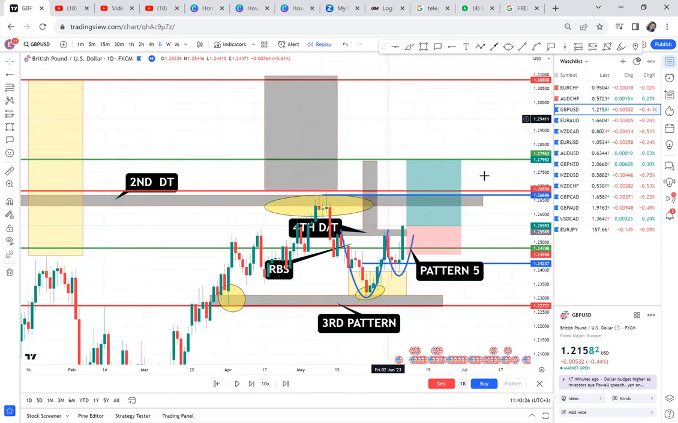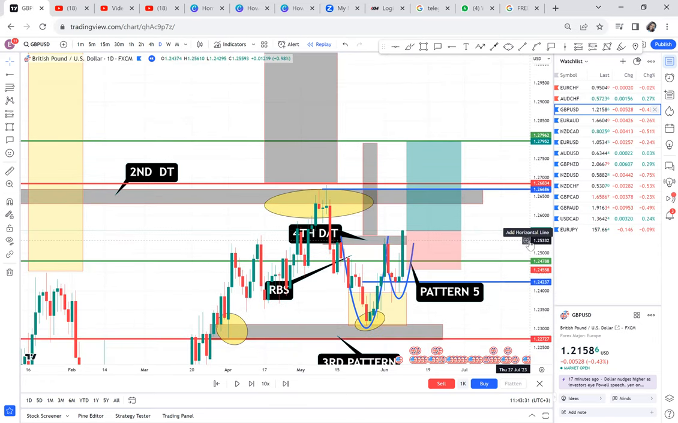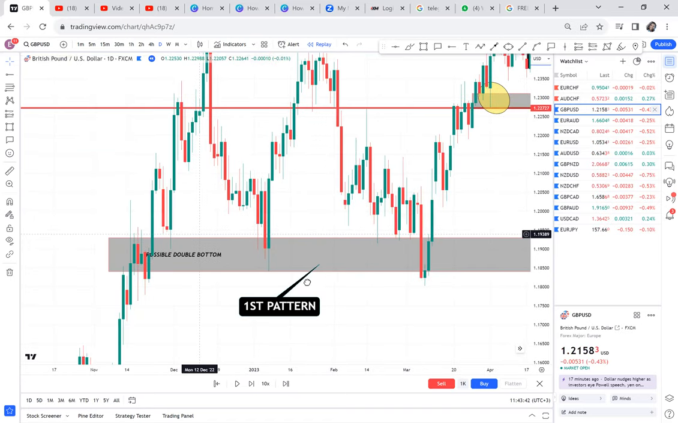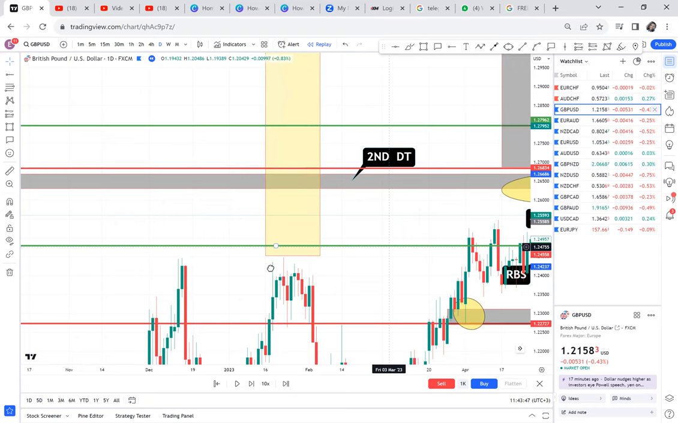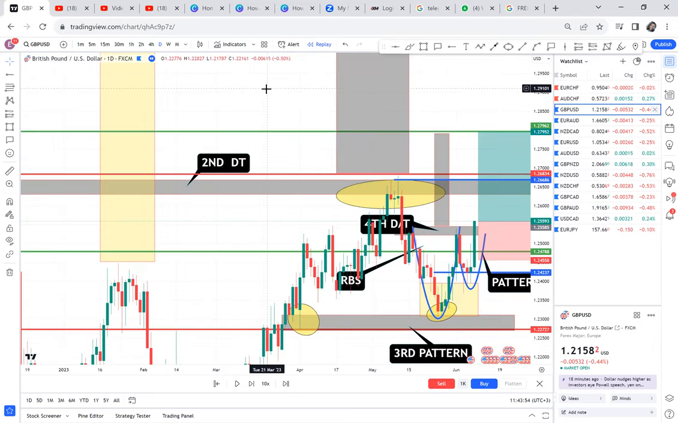Guys, they already know. Before even they make that pattern, you will note we had a double bottom here. It was the first pattern. Can you remember this double bottom? And we measure the distance. So the first pattern is what they are going to accomplish, but they will accomplish through other patterns.